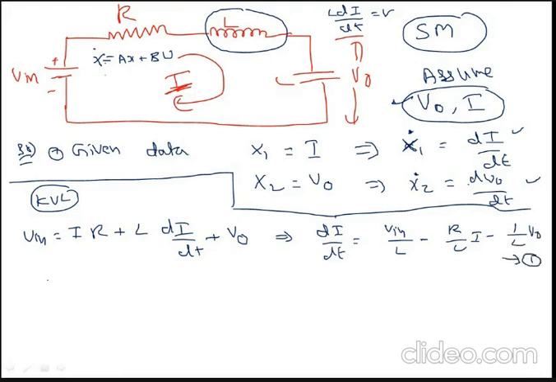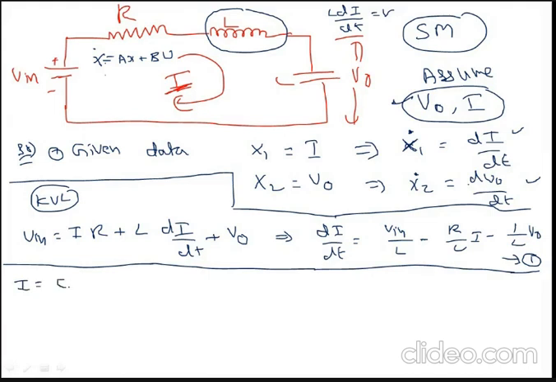Now I need one more equation for dV naught by dt. How can I get the expression for dV naught by dt? All of you are aware that the current flowing through a capacitor can be written as I is equal to C into dV naught by dt. So you can write dV naught by dt is equal to 1 by C into I. Equation 2.